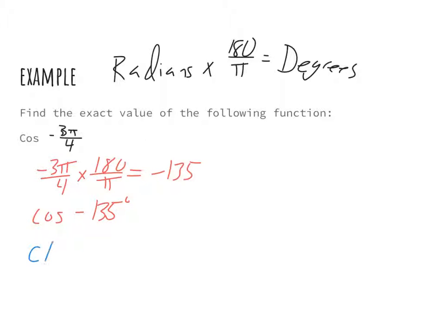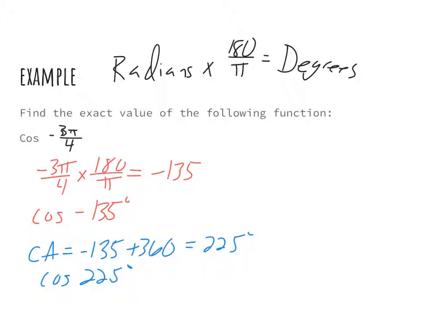For my coterminal angle, since it's negative, I need to add 360 to it to get it to be positive. Negative 135 plus 360 gets me a 225 degree angle. So I'm looking for the cosine of 225. I find my reference angle. 225 sits in the third quadrant, so I take my angle minus 180 to find my reference. So it's a 45 degree angle.